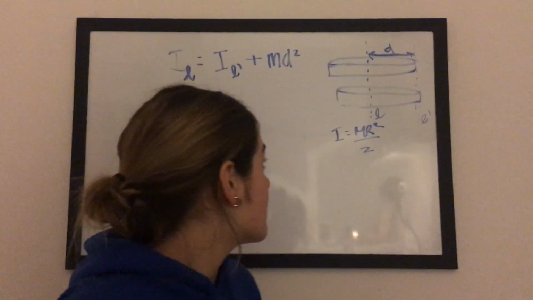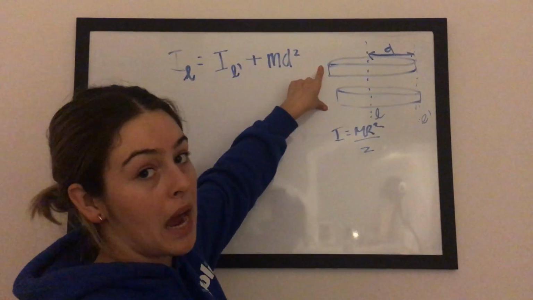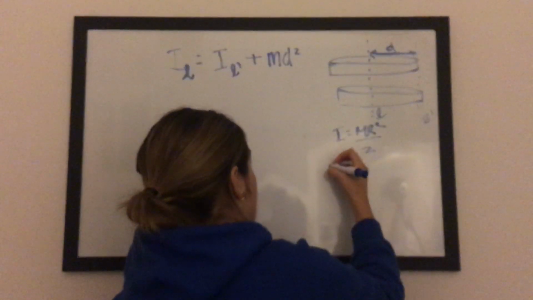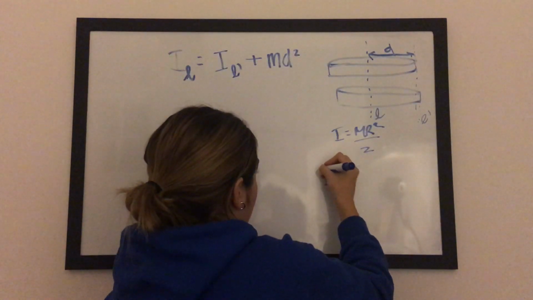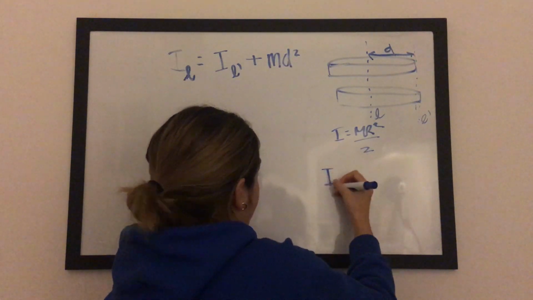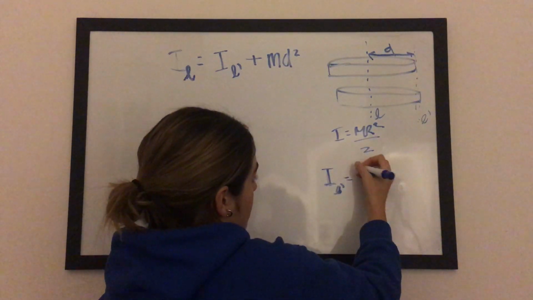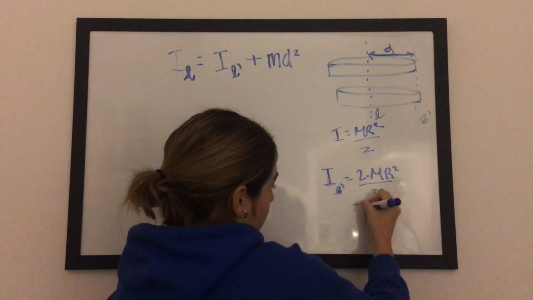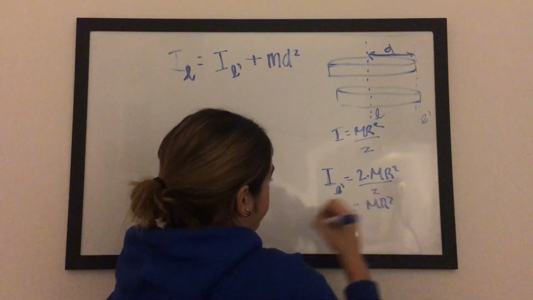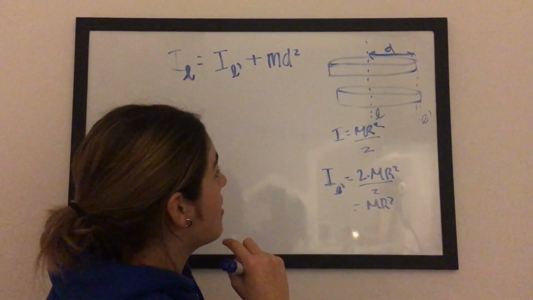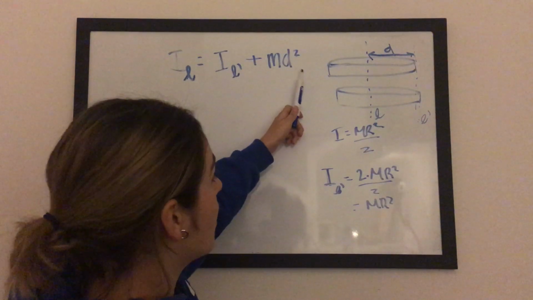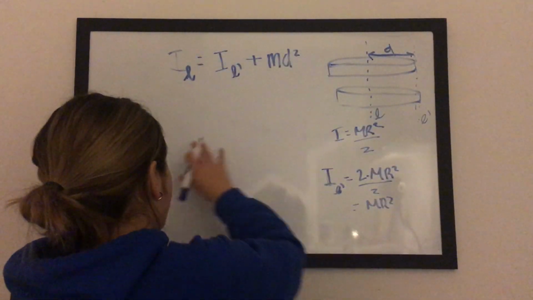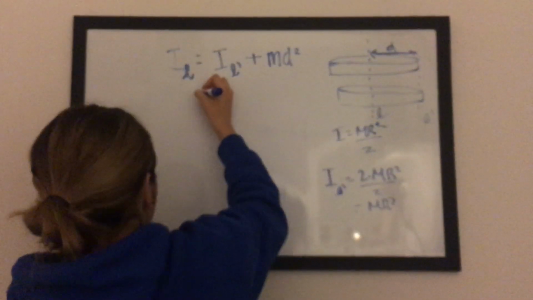We know that the inertia of the two disks combined is going to be equal to the sum of the two. So essentially the inertia of L prime is going to be equal to 2 times mr squared divided by 2, which simplifies to mr squared. And then the distance squared is just the radius, so r squared. So we're going to go ahead and plug that into our parallel axis theorem formula.